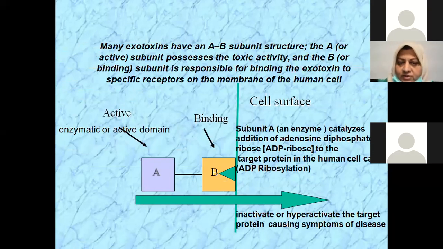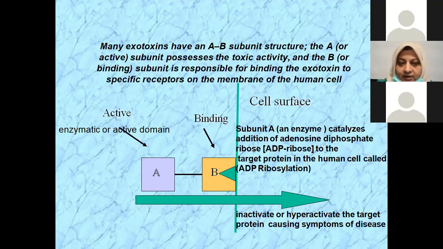Most of the exotoxins have 2 subunits, A and B. A is the active subunit. You can also remember by A for active and B for binding. The A subunit is very active, and it is the main toxic material of the exotoxin. And the B subunit is for binding. This is responsible for binding the toxin molecule to the specific receptors on the membrane of the human cell.